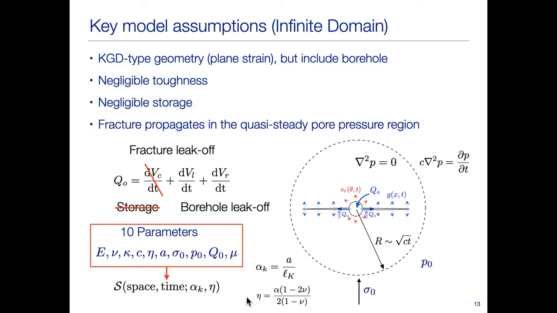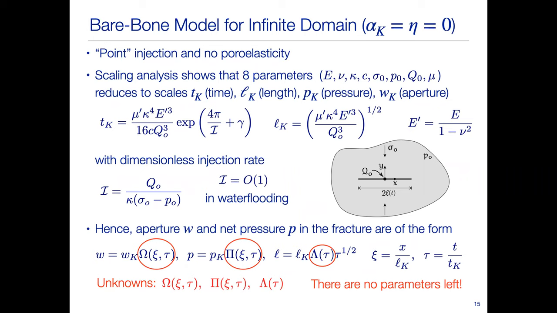So what I'm going to present first is a bare bone model. That's the model that Yera Akobian contributed. And it's the simplest one because those two parameters that I mentioned are set to zero. So in other words, the borehole radius is set to zero and there's no poroelasticity. So it's really a toy model, but it tries to understand the physics of the model as described. So now we have eight parameters.